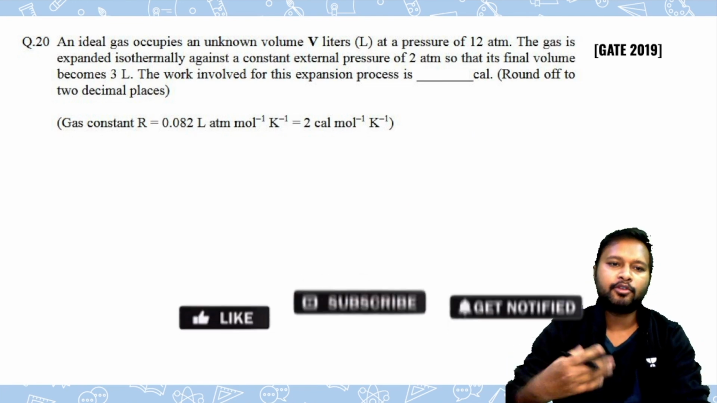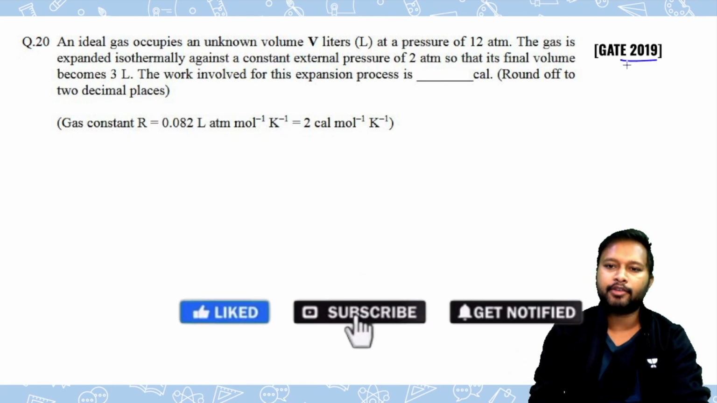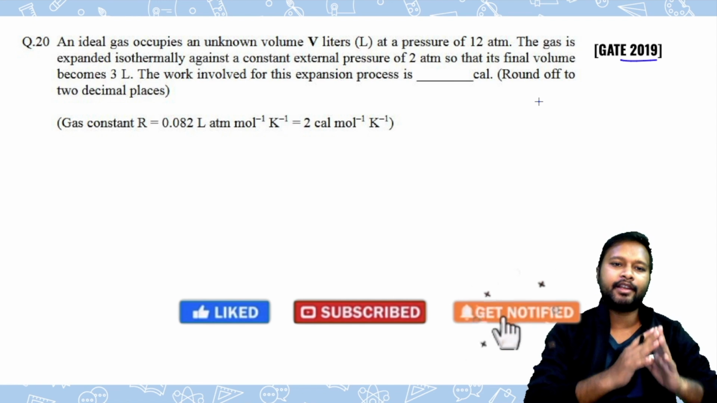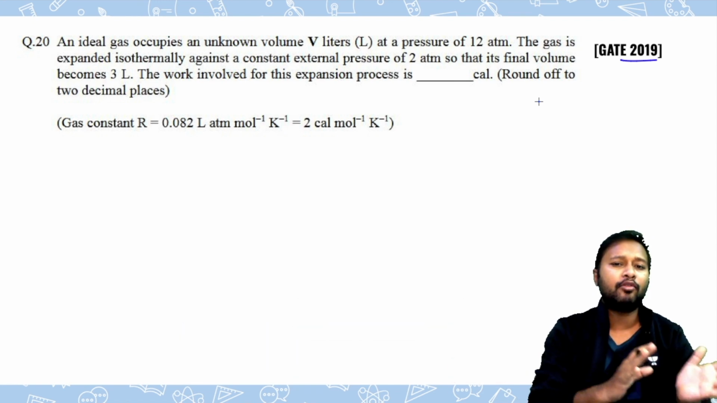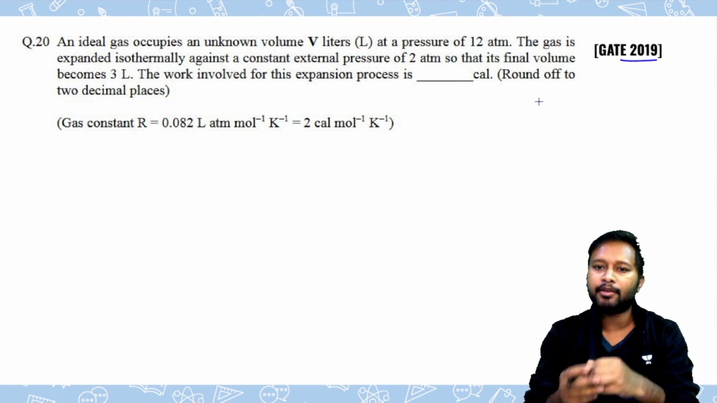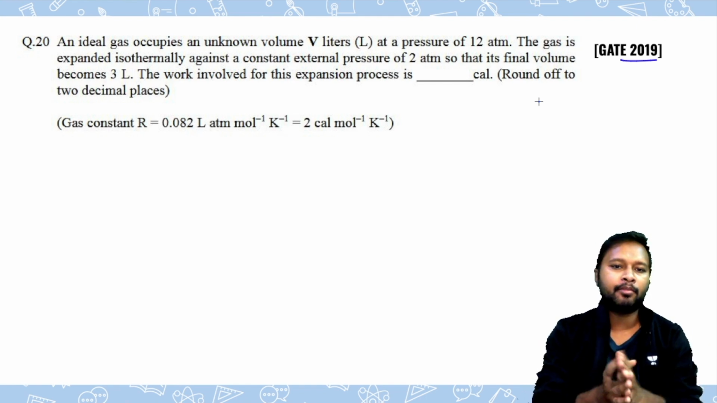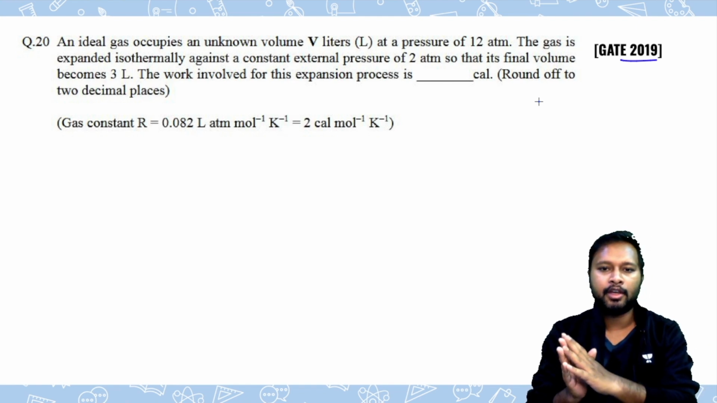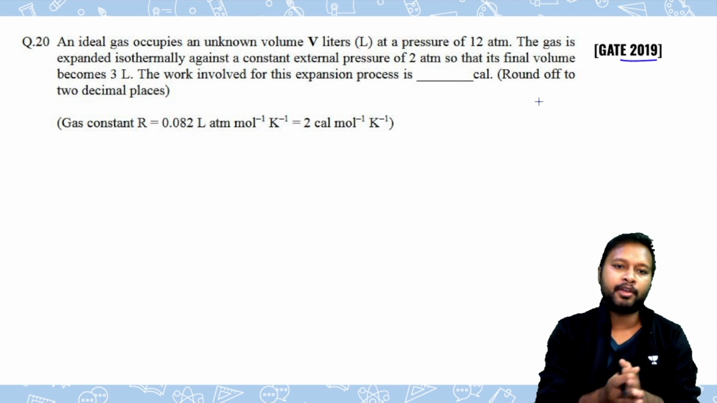Alright, let's try to solve this particular question which was asked in GATE 2019 exam, and the question says that an ideal gas occupies an unknown volume V liters at pressure 12 atm. The gas is expanded isothermally against constant external pressure of 2 atm so that its final volume becomes 3 liters.